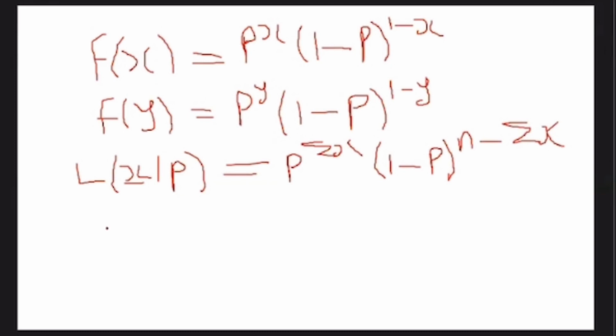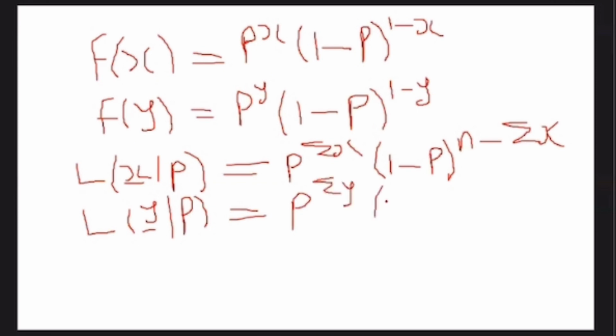Now I'm going to write the one that has to do with y. Don't forget, what do we want to do? We actually want to use the idea of Lehmann-Scheffé. I'm still going to write the same thing, except that where I have x, I'm just going to have y. So p raised to power summation y, then 1 minus p raised to power n minus summation y.